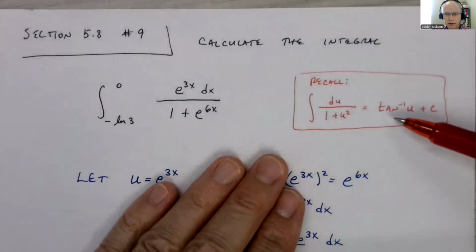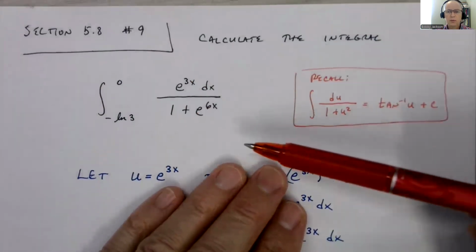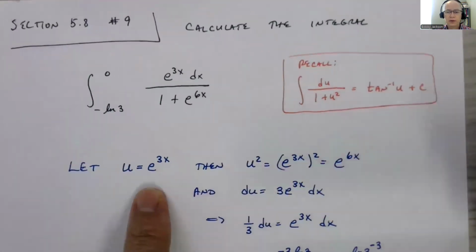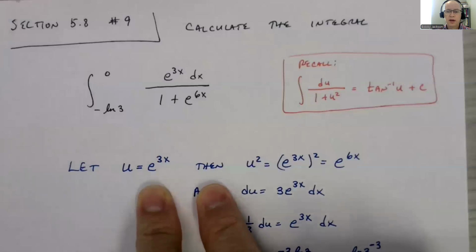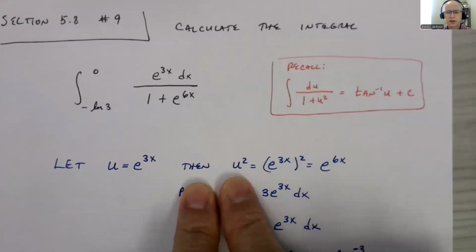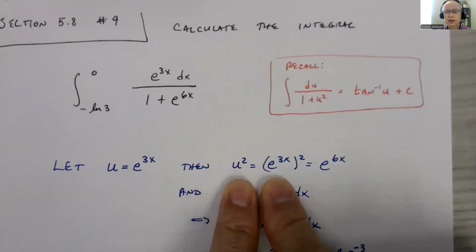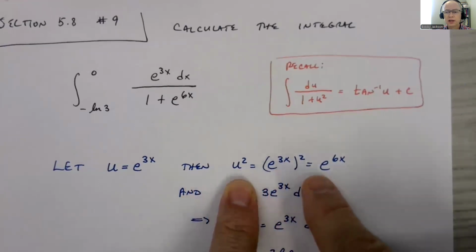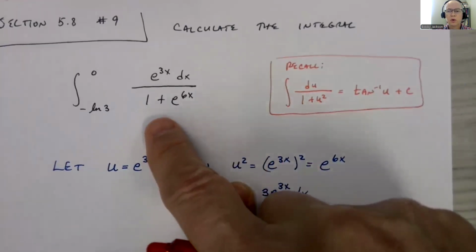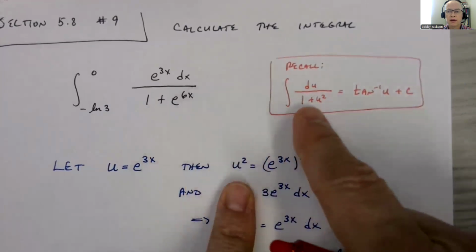inverse tangent function. So what I'm going to do is let u be e to the 3x. And the reason I'm going to do that is, first of all, note that if I square u, e to the 3x squared, remember we multiply the exponents, so I get e to the 6x. So this becomes 1 plus u squared. That's good for that form.